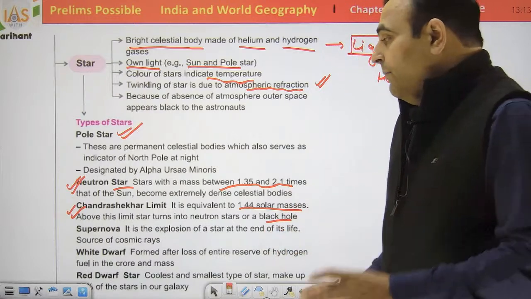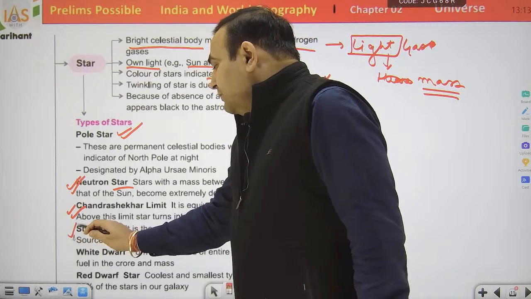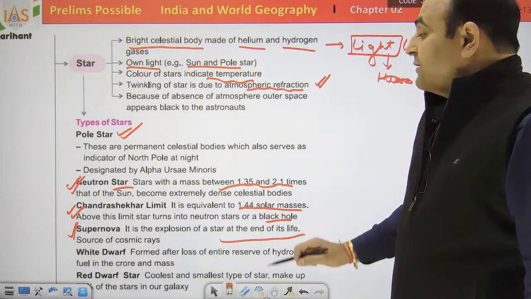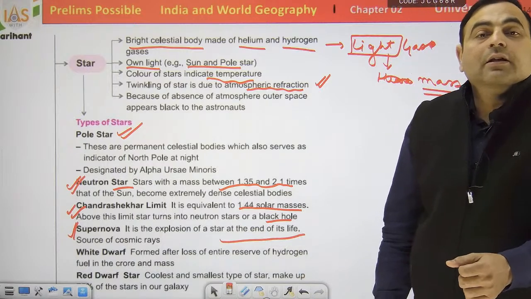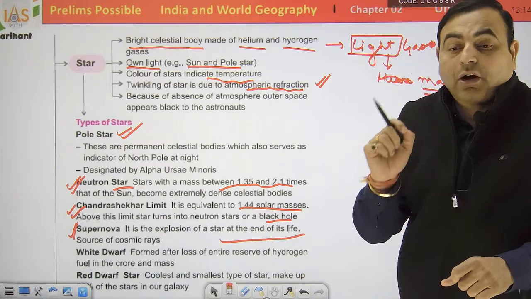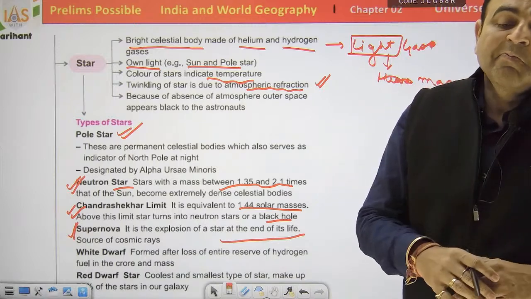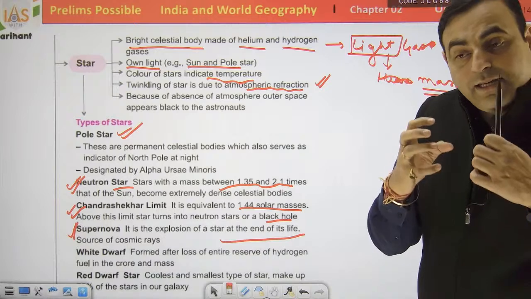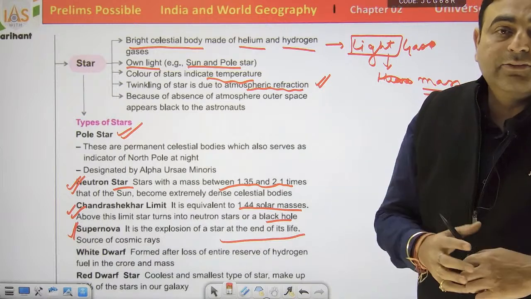What is a supernova? It is the explosion of a star at the end of its life, and it is the source of cosmic rays. Supernova is the condition when the star explodes itself.